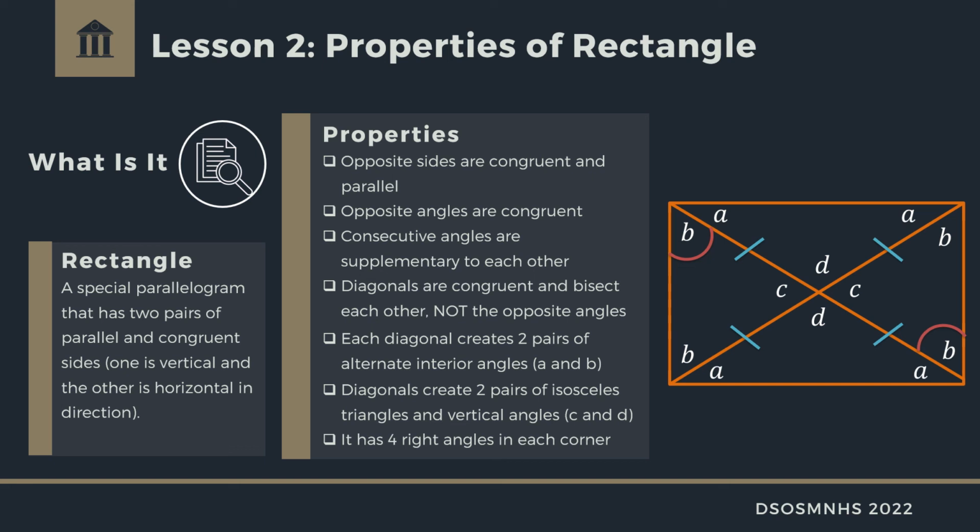Then lastly, it has four right angles in each corner. Okay, that one, the green square. So that measures 90 degrees, no? So all of the corner angles measure 90 degrees. Right angle. So we will make use of these properties to answer our next examples on properties of a rectangle.